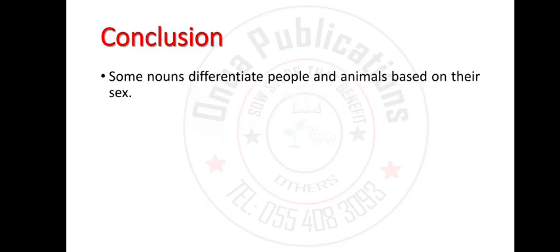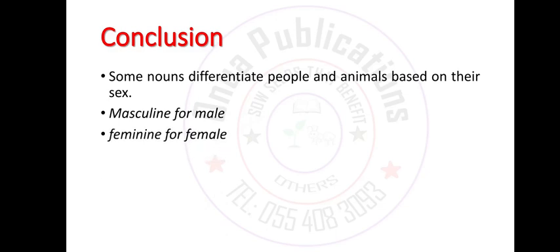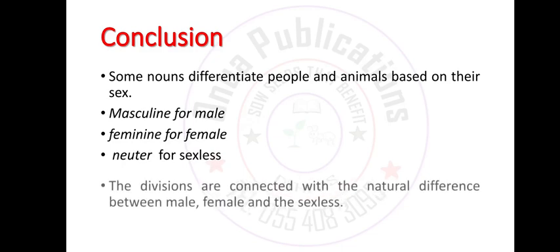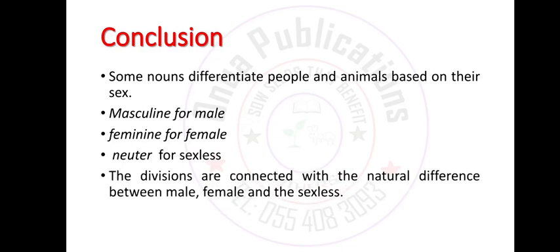Now, let's come to conclusion. Some nouns differentiate people and animals based on their sex. Those are the gender nouns. We have the masculine for male and the feminine for female. Then neuter for sexless, something that has no sex. The divisions are connected with the natural difference between male, female, and sexless.